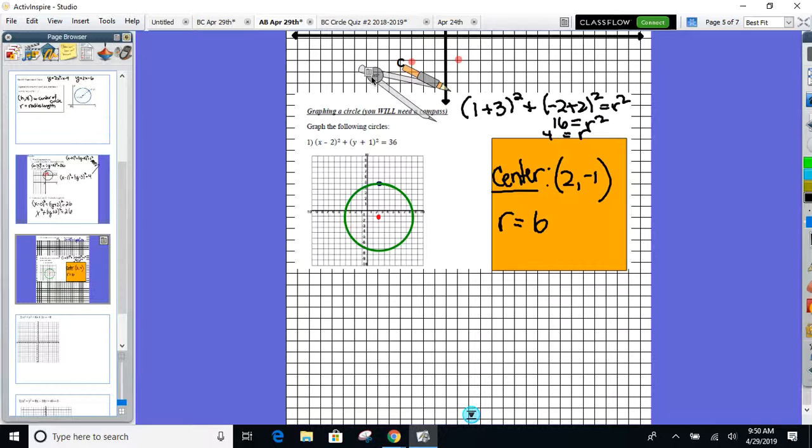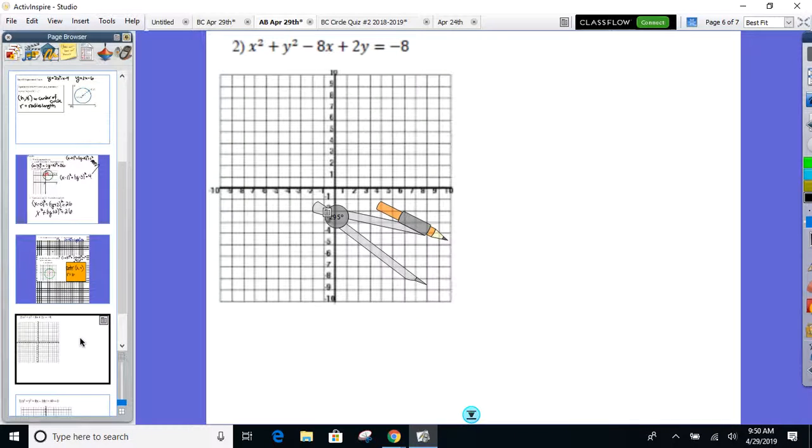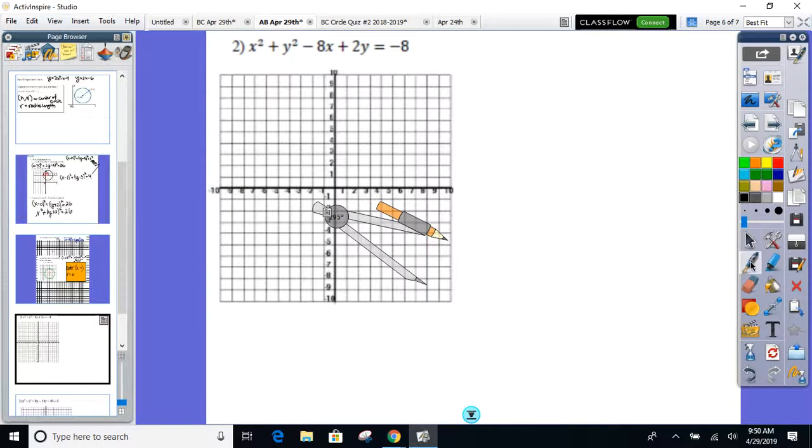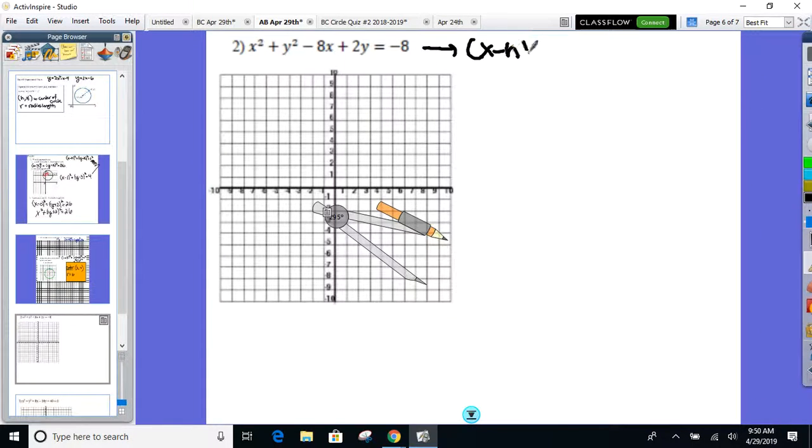Before I even get there, what do you not like about this next one? It's not in the form we've been going over all day today, right? It's not in our form we like. We like this form instead. X minus h squared plus y minus k squared equals r squared. That's not in the form we like, so there's no way you can pull off the center and the radius.